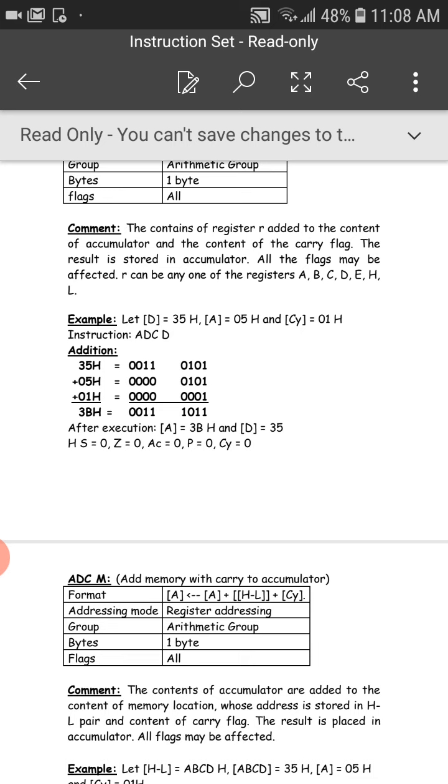And according to it the flags are affected according to the result, that is S is equal to 0, Z is equal to 0, auxiliary carry is equal to 0, and parity and carry flag are also 0. So again I am telling you, how to calculate flags is covered in previous lectures. Okay, so go through it. I only mention here the flag values.